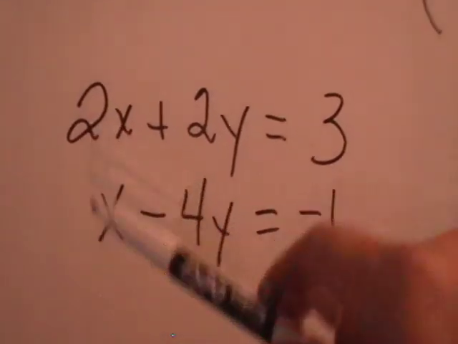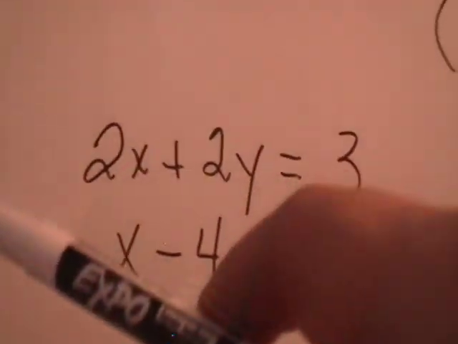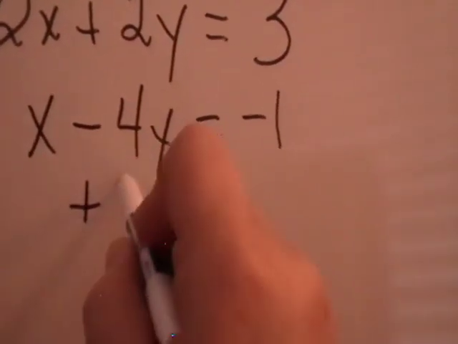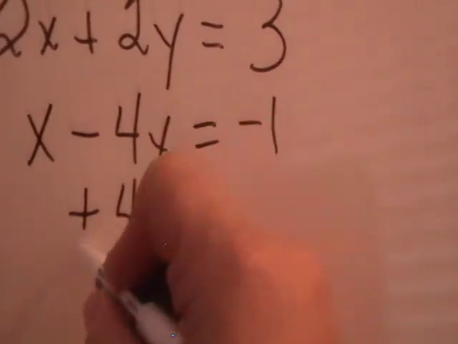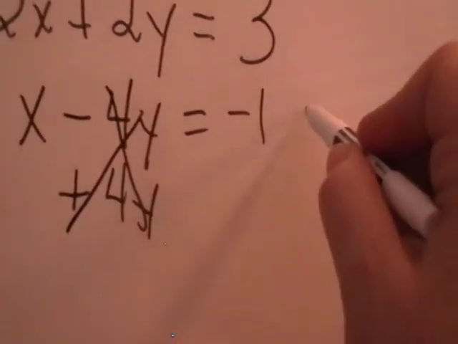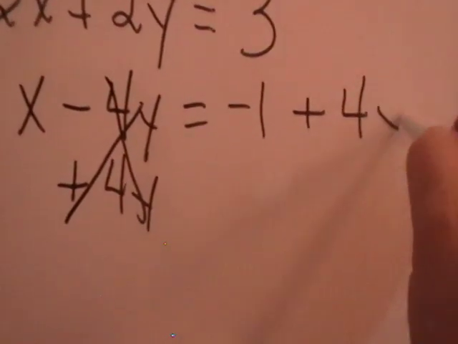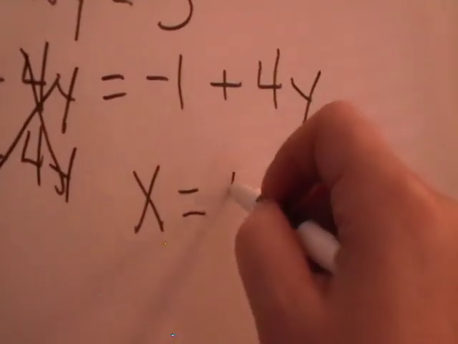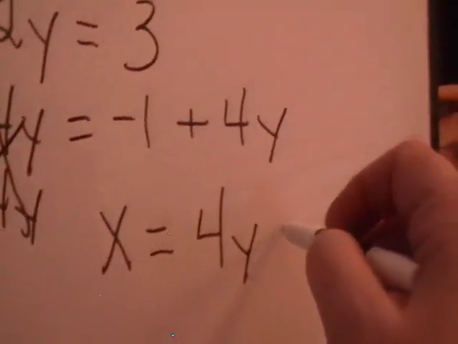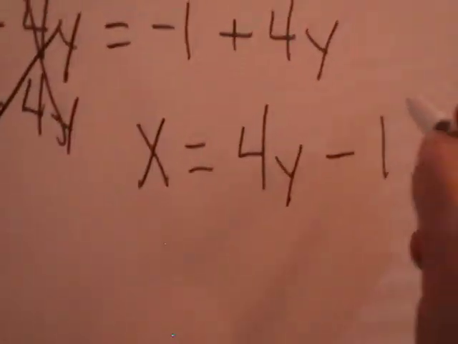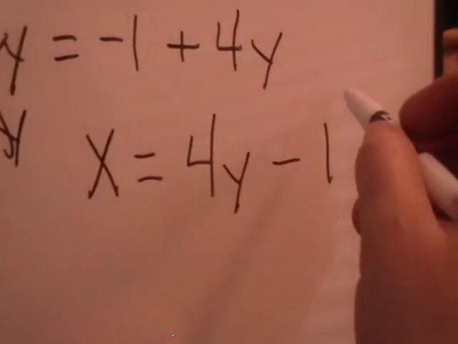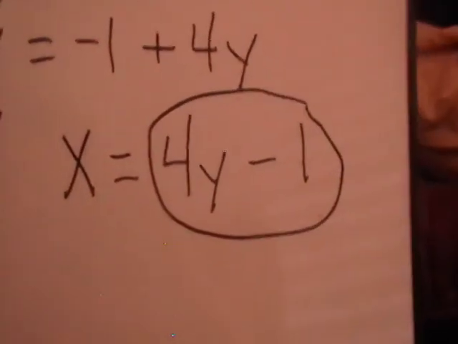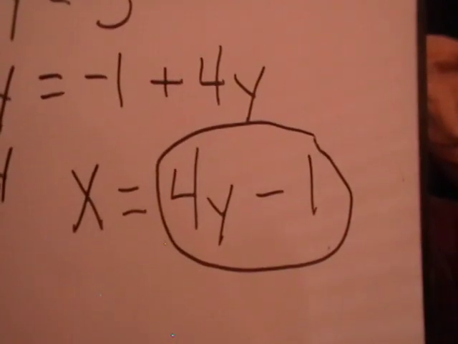What do I want to do? I want the x or the y all by itself. So what I'm going to do is add the 4y here. That way it cancels out there, and I'm going to add the 4y over here. Now I'm left with x equals 4y minus 1. What is the value of x? The value of x is 4y minus 1.